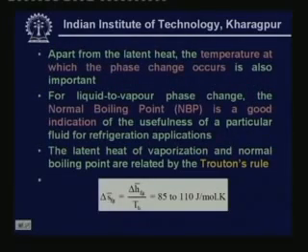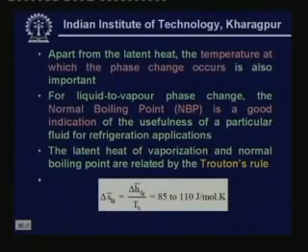Apart from the latent heat, the temperature at which the phase change occurs is also important, because ultimately we have to produce low temperatures. So the amount of heat that is transferred is important. In addition to that, the temperature at which heat is being transferred is very, very important. For liquid to vapor phase change, the normal boiling point is a good indication of the usefulness of a particular fluid for refrigeration applications. As you know very well, a normal boiling point is the saturation temperature at 1 atmosphere pressure. This is a good indication of the usefulness of any fluid for refrigeration purposes.